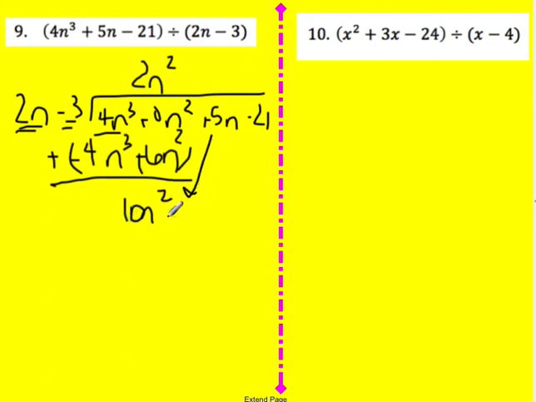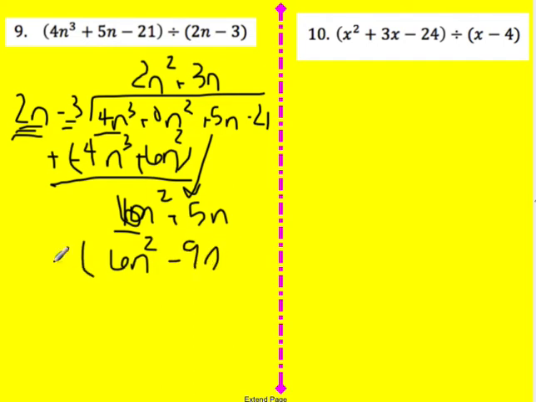I'm going to bring down my 5n. Now I need to figure out what I need to multiply 2 by to get to 6, and that's going to be 3, and to multiply from n to n squared, I need to multiply by n. So 2 times 3 is 6, n times n is n squared. -3 times 3 is -9, and then we get n. Again, recall that these are being subtracted off, so I change the signs so that I can do addition. 5n plus 9n gives me 14n. And then I'm dropping down the -21.